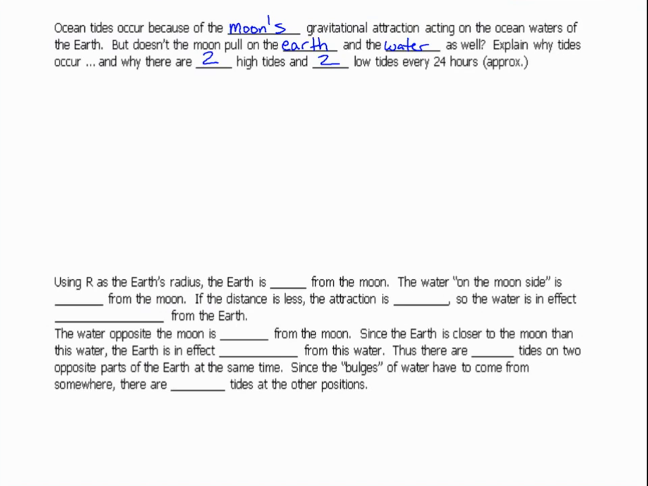So let's draw a picture for this. So this is the Earth. Here is the radius of the Earth.